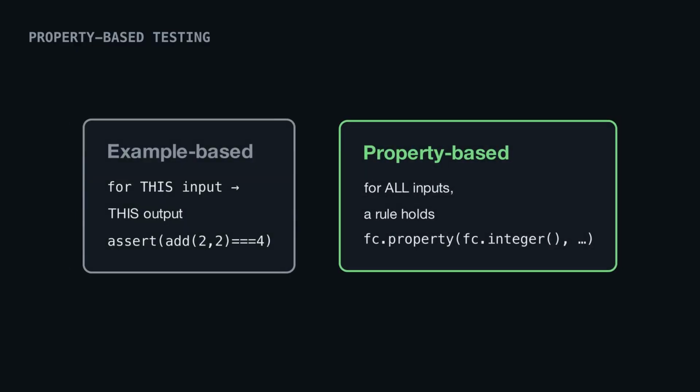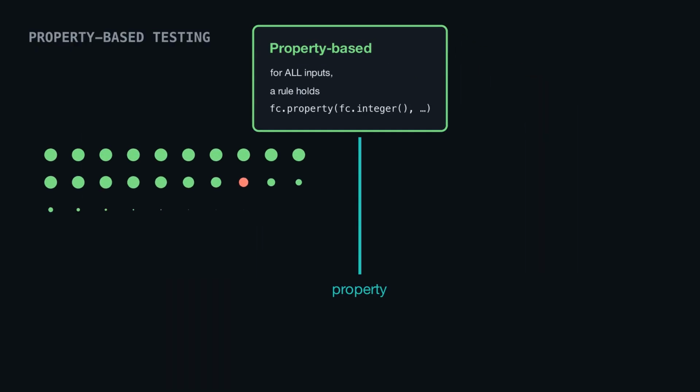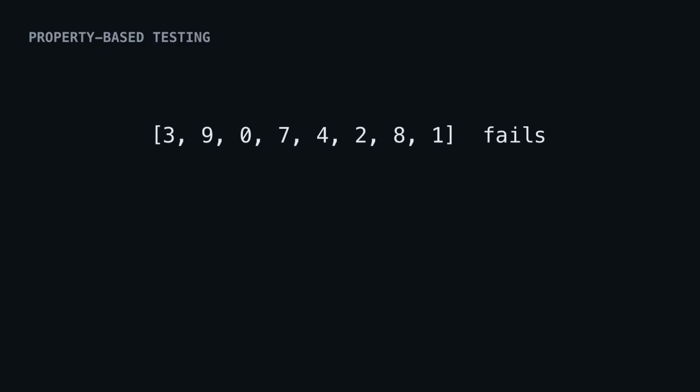To catch it, we need a different kind of test. Most tests are example-based. For this input, expect this output. You pick the cases. So the bugs hide in the cases you never imagine.